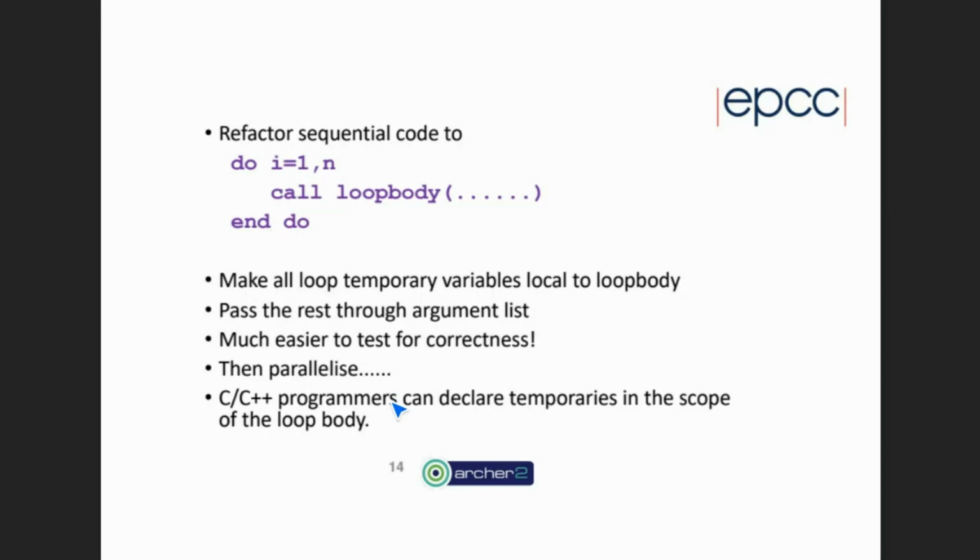As I say, it's less of a problem for C or C++. You just wouldn't see typical code like that. But also you've got this ability to declare the temporaries inside the scope of the loop body and have them privatized automatically.